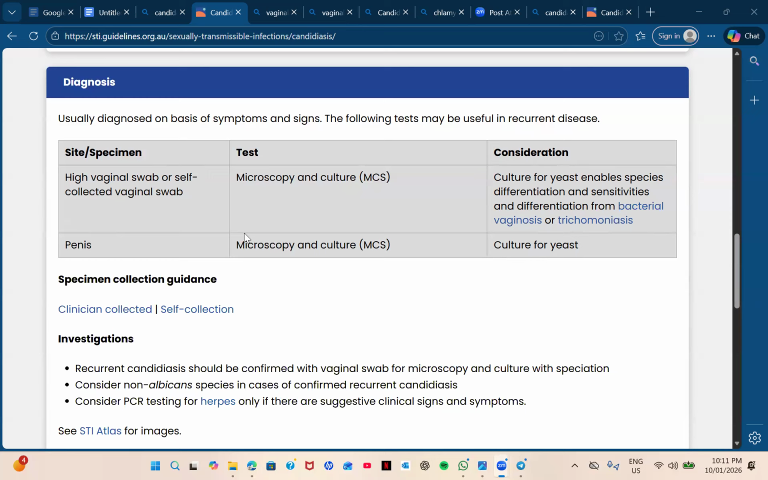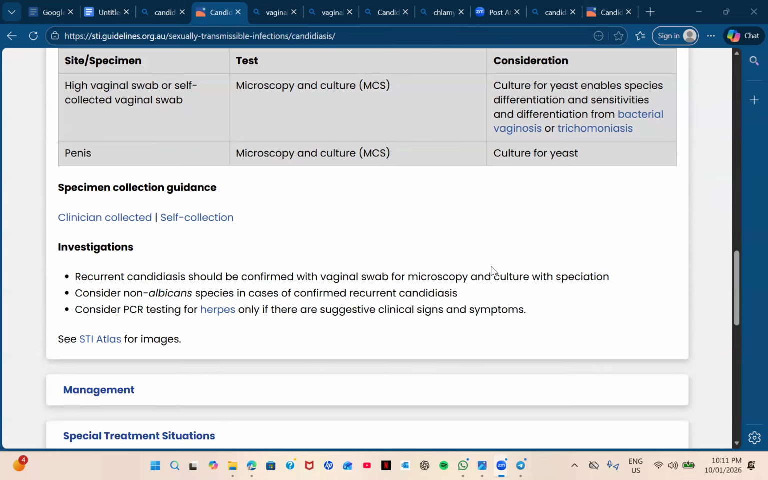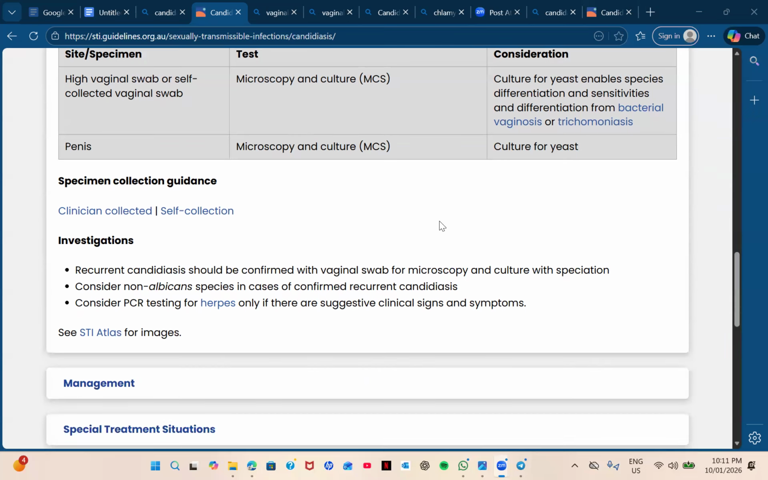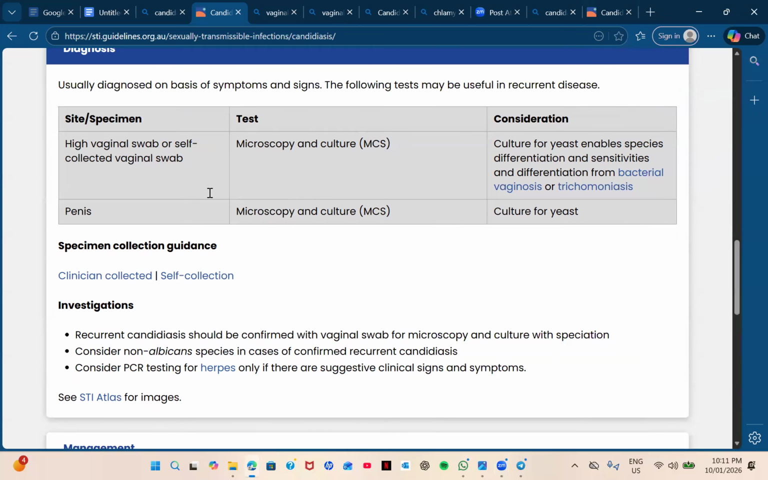So we can differentiate from this culture. Then penile: if we are getting the swab from the penis, we have to do the microscopy and culture the same. Okay, culture for yeast. Specimen collection we don't need. So usually remember the best one is the high vaginal swab, microscopy and culture.